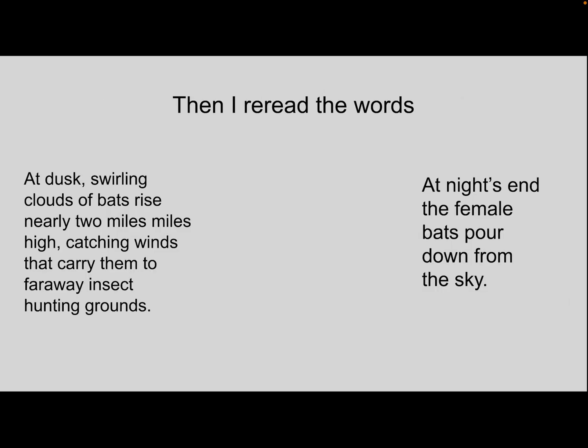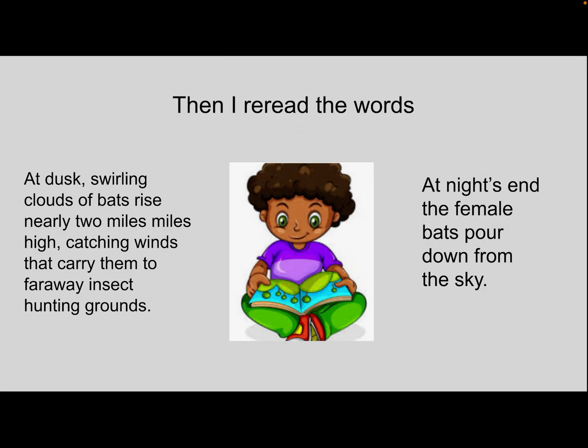Next, I reread the words on that page. At dusk, swirling clouds of bats rise nearly 2 miles high, catching winds that carry them to faraway insect hunting grounds. The author uses the words swirling clouds of bats. He is using descriptive language to explain how the bats look when they come out of the cave.